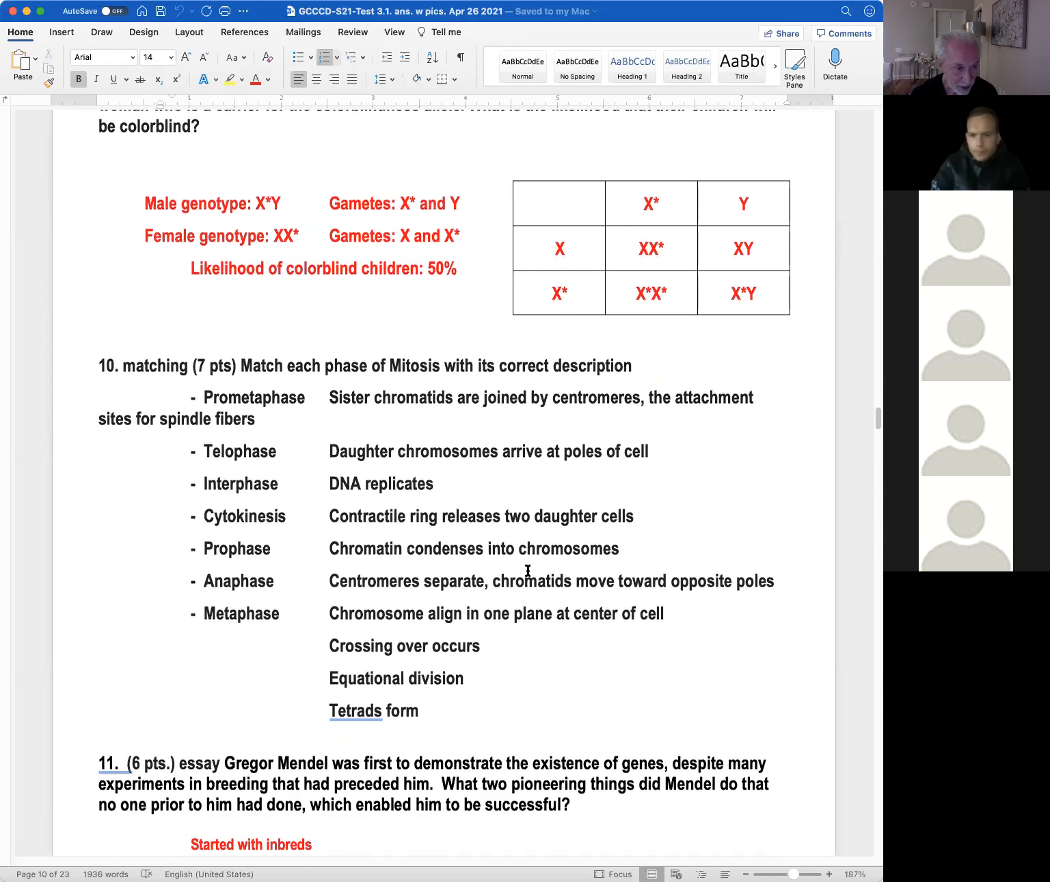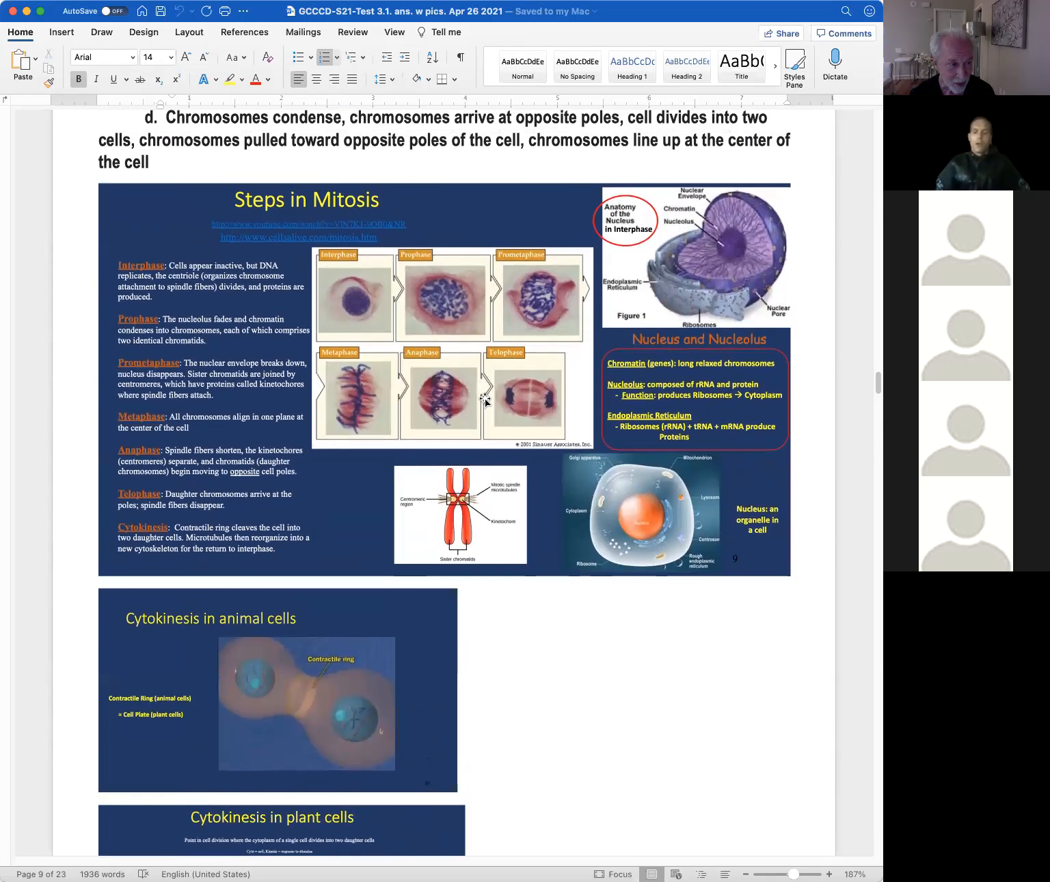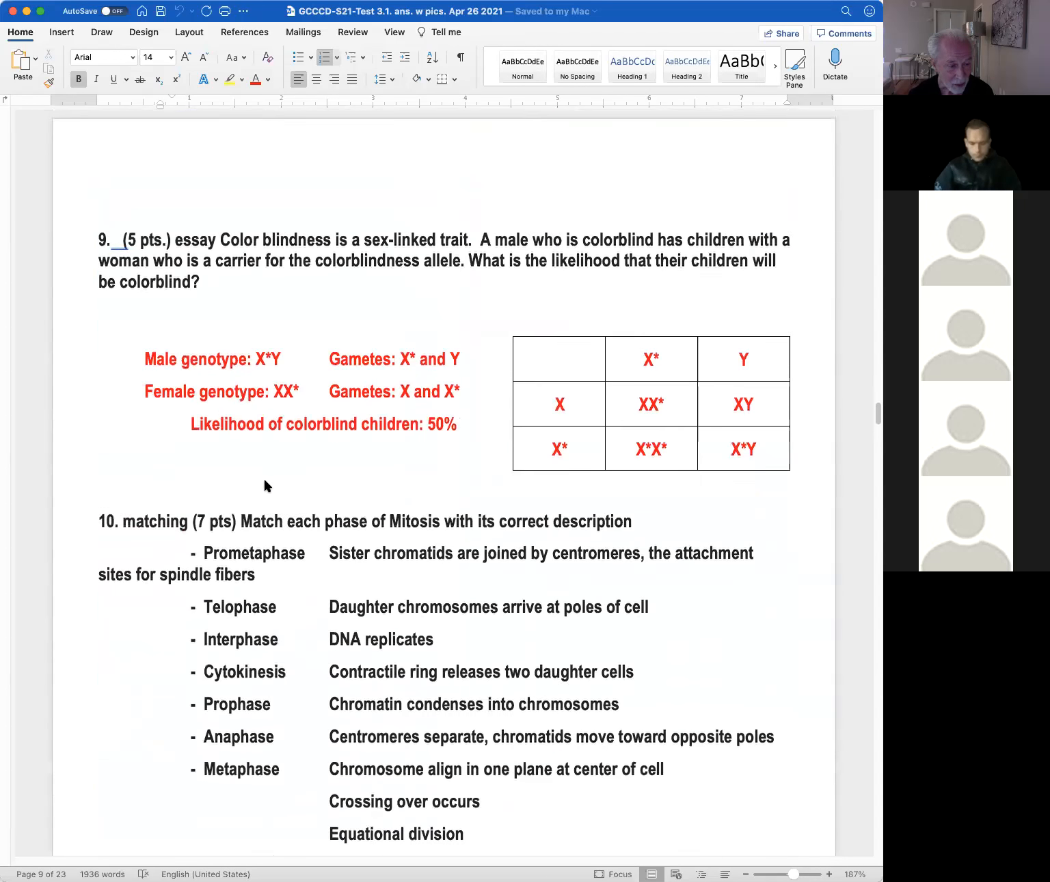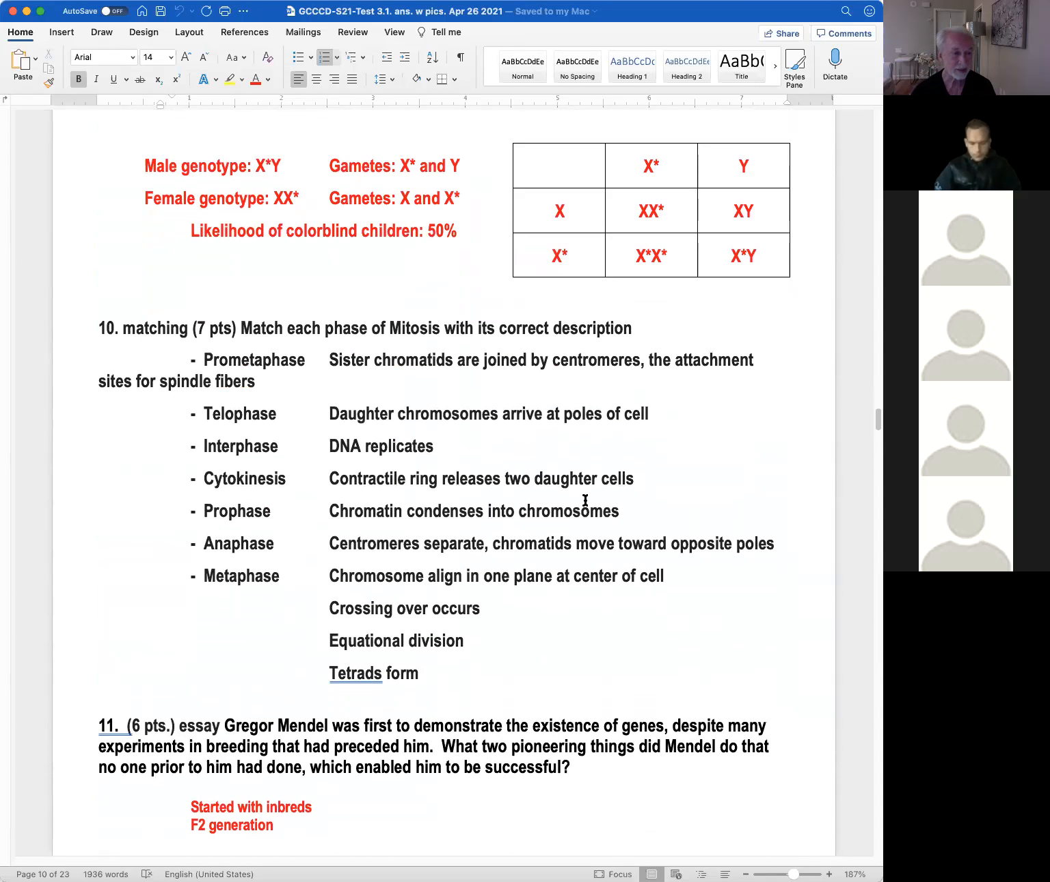The next one, number 10, match each phase of mitosis with its correct description. And this goes back directly to this slide, where you have on the left side a description in words of each phase of mitosis. What this question is asking you to match up is the word description with the phase. So you can do the matching up yourselves.